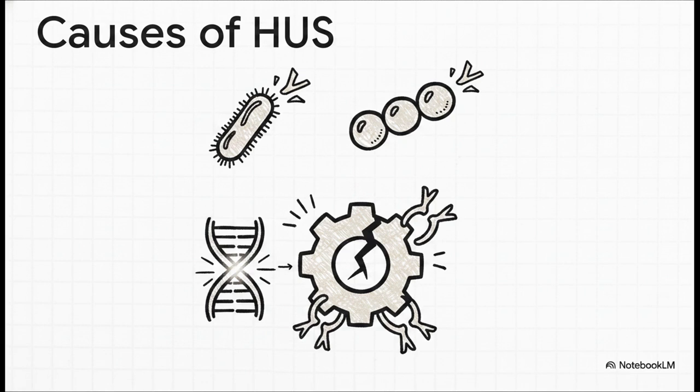Now, atypical HUS, on the other hand, is usually a genetic or autoimmune failure. It very frequently involves a factor H mutation that just leaves the alternative complement pathway completely unchecked. There's even an autoimmune variant called DAP-HUS, where autoantibodies literally block factor H from doing its job.